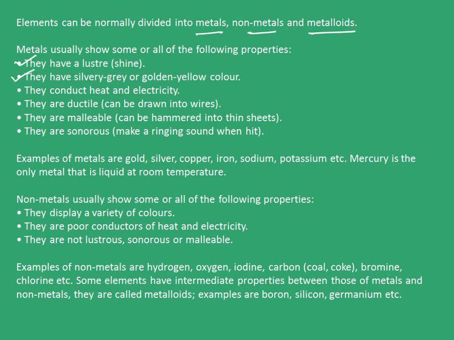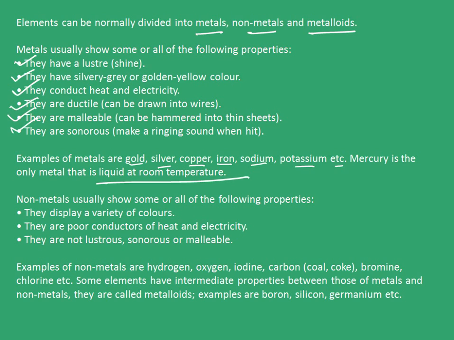They conduct heat and electricity. They are ductile, that is, they can be drawn into wires. They are also malleable, that is, they can be hammered into thin sheets. And they are sonorous, which means they make a ringing sound when they are hit. Examples of metals are gold, silver, copper, iron, sodium, potassium, etc. Mercury is the only metal that is liquid at room temperature.